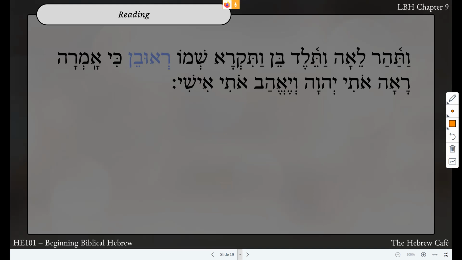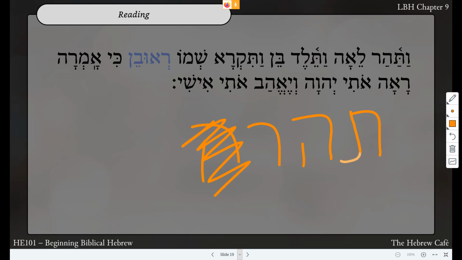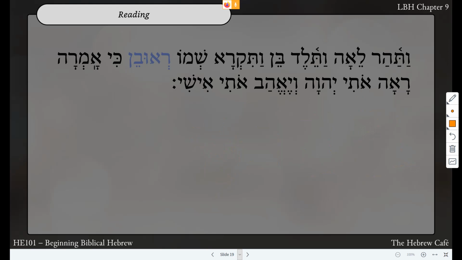So then we're going to get into the children of Leah. Vatahar Leah. Vatahar is from Hara, become pregnant. Vatahar, she became pregnant. The A ending drops. Tahar is for the feminine. Vav consecutive. Vatahar Leah. Vateled ben. She gave birth to a son. Vatikra shmo Reuven. She called his name Reuven.